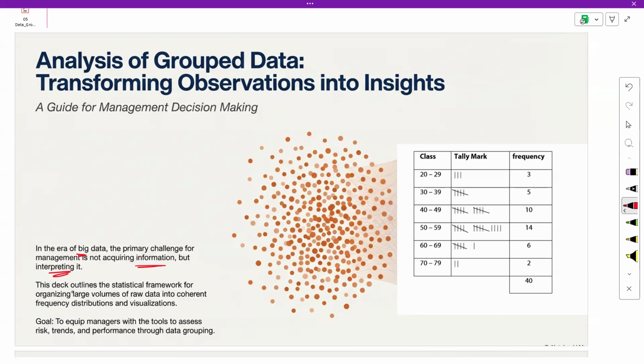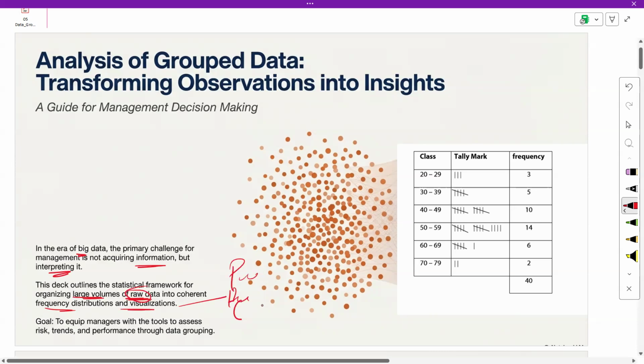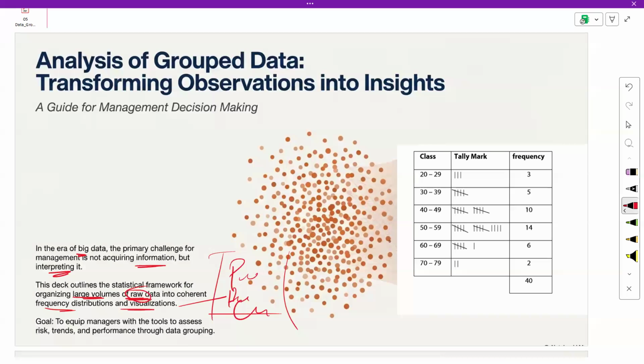This presentation outlines a statistical framework for organizing large volumes of raw data, which I have explained to you, into coherent frequency distributions and visualization. We discussed basic visualization techniques like pie chart, bar chart, column chart, and line chart. So those are basic, right? The same principle may apply here, but if we have some different grouping set here, like this class.